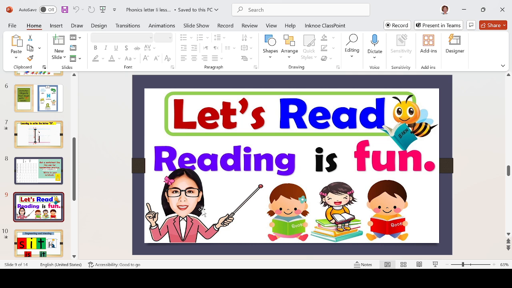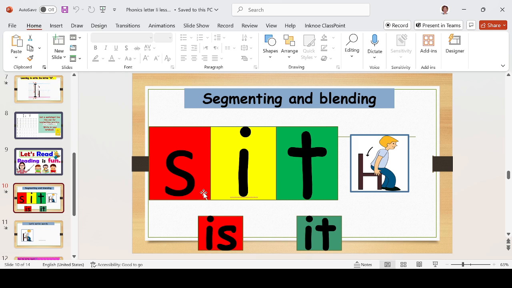All right, so when you are done practicing to write, it's time to read. Let's read. Reading is fun, okay? We are going to read words with the E sound. So our words are not many because we have only done a few letters.